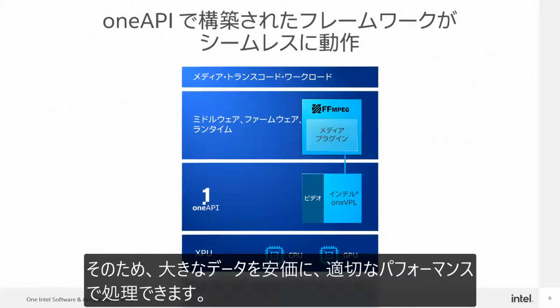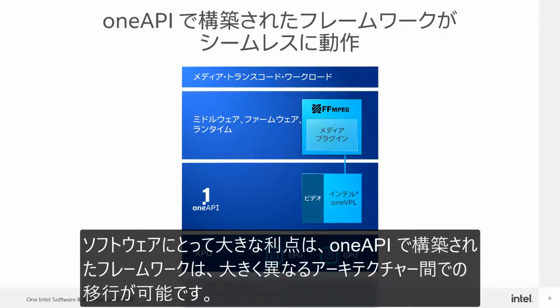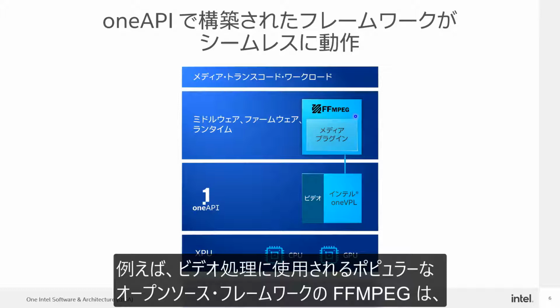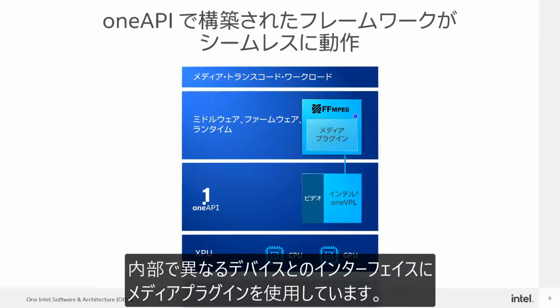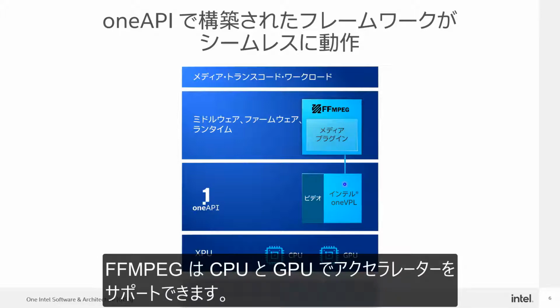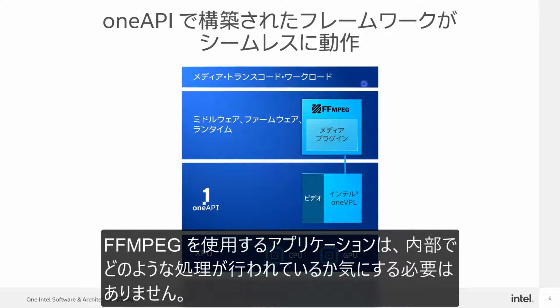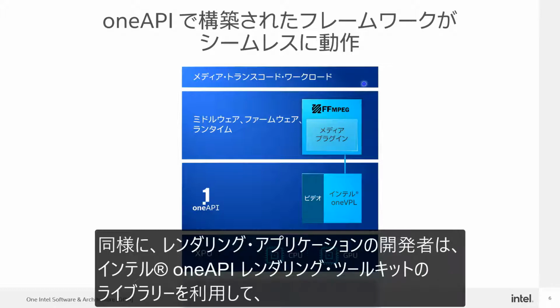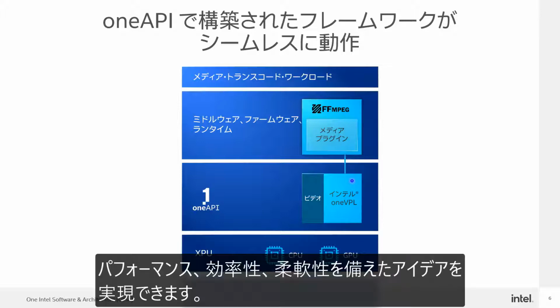On the software side, one of the key advantages of oneAPI is that frameworks built on oneAPI can be portable across vastly different architectures. For example, FFmpeg is a popular open source framework used for video processing. Within FFmpeg, a media plugin is used to interface with different devices. Utilizing oneVPL, the video processing library within oneAPI, allows FFmpeg to provide accelerated support across CPU and GPU. So the application using FFmpeg need not worry about how that's handled underneath in a seamless manner. Similarly, as we will see, rendering application developers can also utilize rendering toolkit libraries to bring their ideas to reality with performance, efficiency, and flexibility.